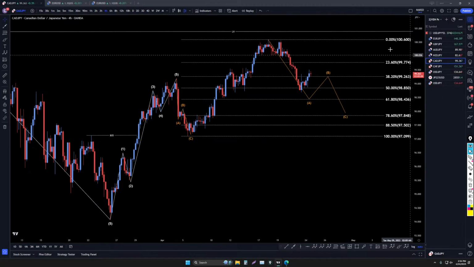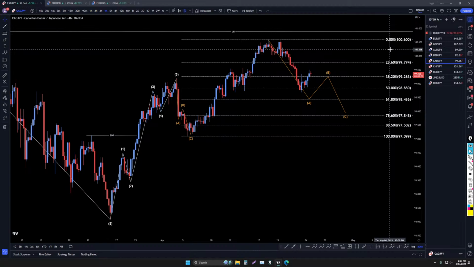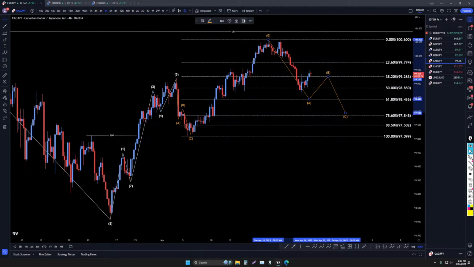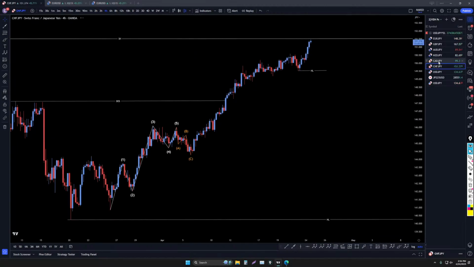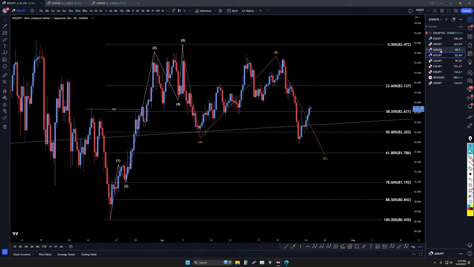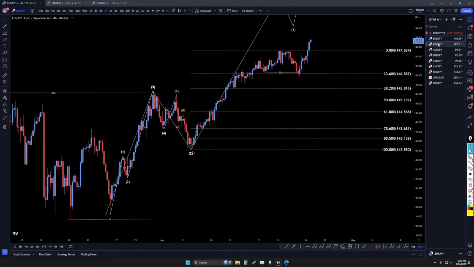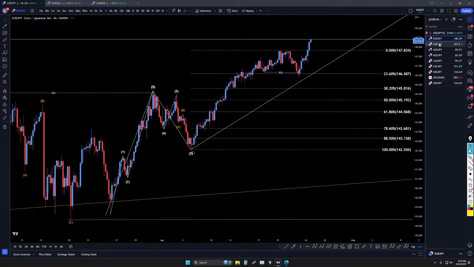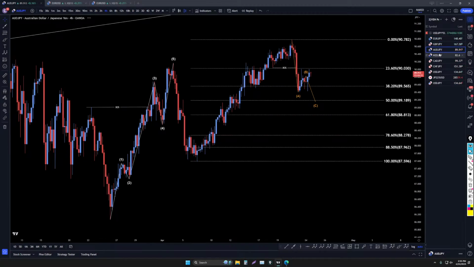The Canadian, for some reason, is actually quite weak right now, but it probably will end up gaining some strength if we look at all the yen pairs. The Canadian yen is definitely much weaker right now. The euro yen and the pound yen both ended up continuing the uptrend.